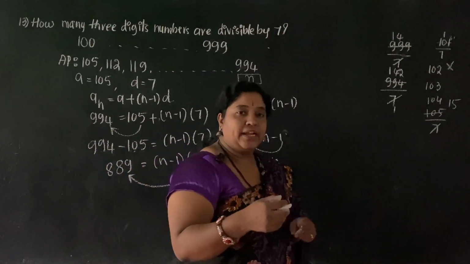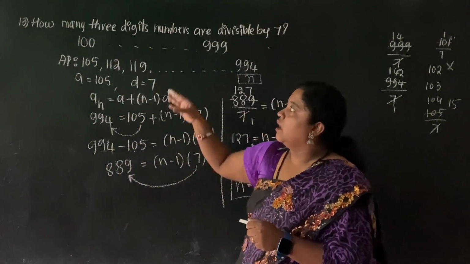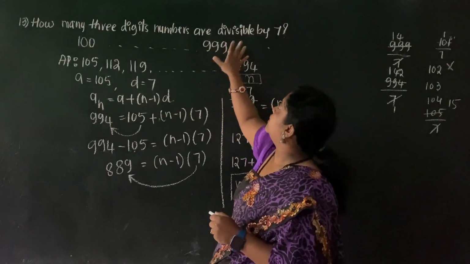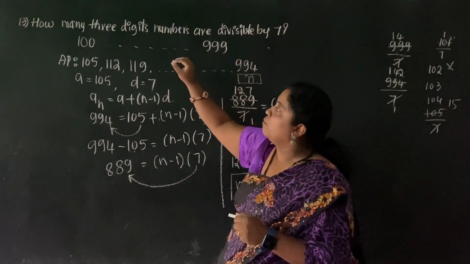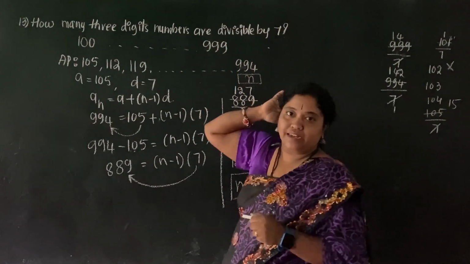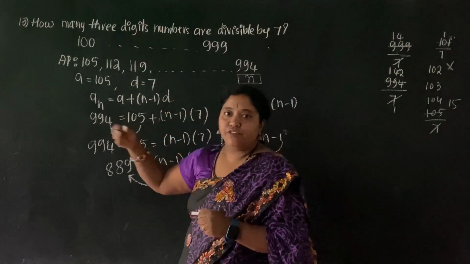Try to calculate in other terms. For example, how many three-digit numbers are divisible by 5? How many three-digit numbers are divisible by 9? Like that, you can calculate a few more questions.